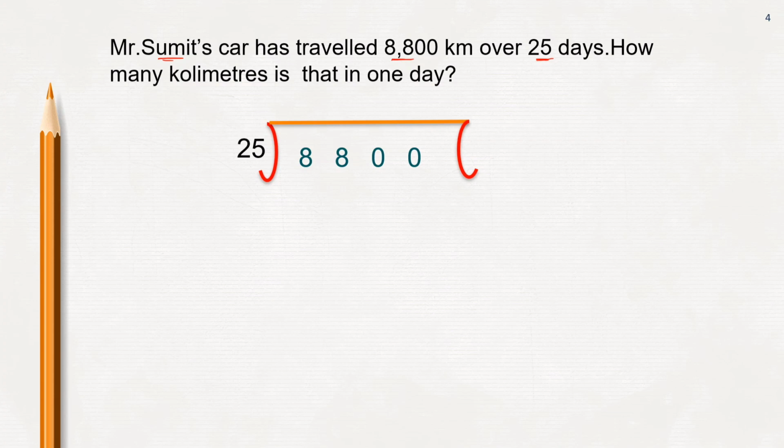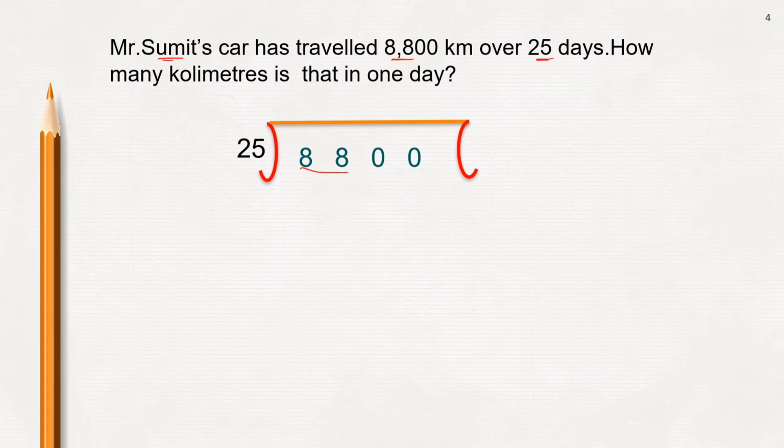Now 25 one time is 25. 25 two times is 50. 25 three times is 75. 25 four times is 100. Now 25 cannot be subtracted from 8. So we'll consider both the digits, right?